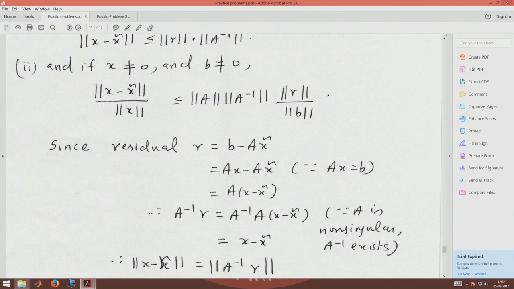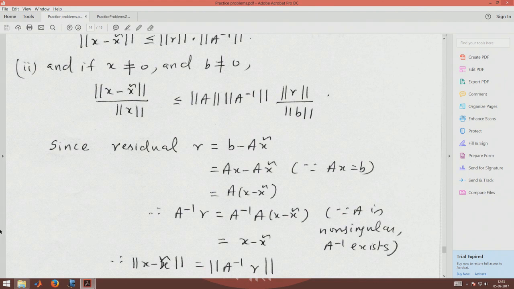computation. What is the relative error? It is change in x with respect to x. So, it is norm x minus x tilde by norm x, that must be less than or equal to the condition number, which is norm A into norm A inverse multiplied by the norm of the residual by the norm of the right hand side vector. This is what we have to show.